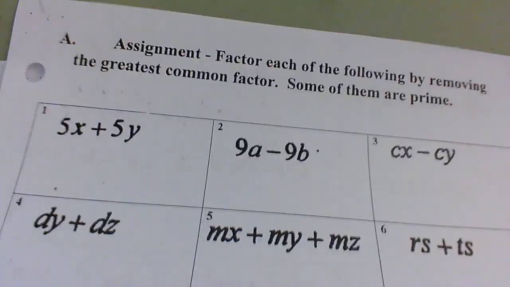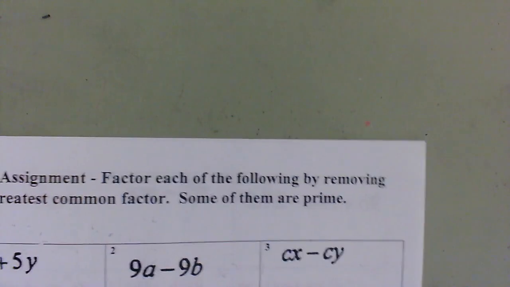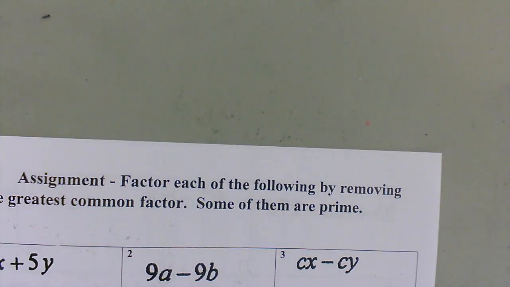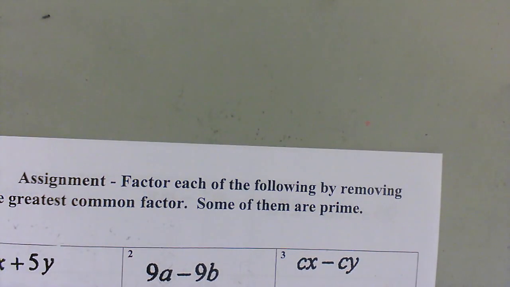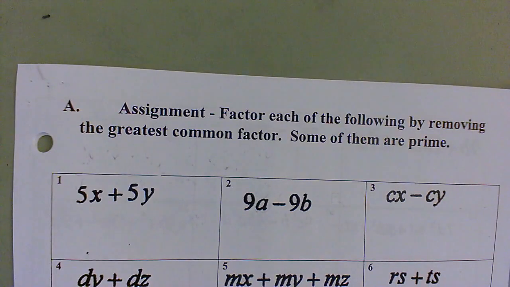All right. The end. We have to do these lovely questions. Simon says, factor each of the following by removing the greatest common factor. Some of them are prime. There is never enough questions. There are 45 of them here, and then I have another 30 up on the board. So you will be factoring till the end of time.